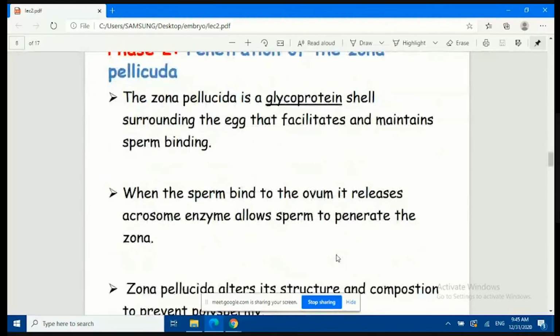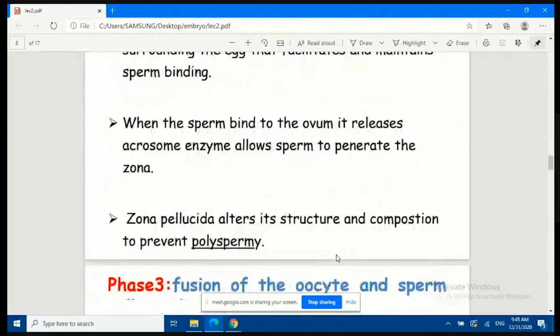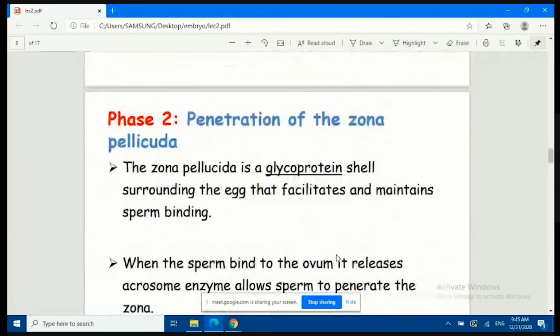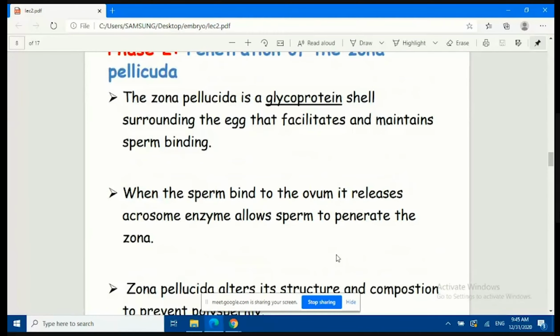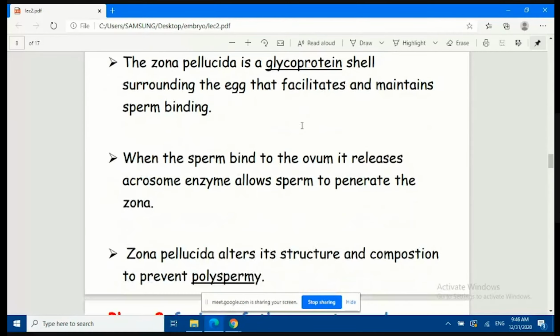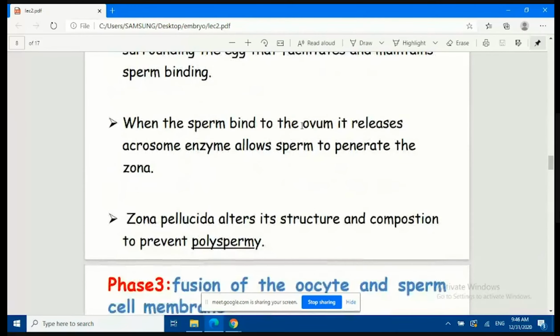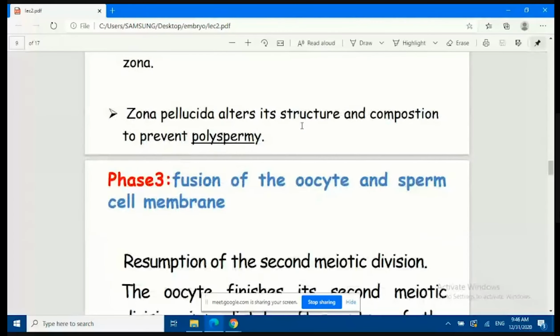Okay, penetration of the zona pellucida كلش مهمة. تمام، 3 نقاط مهمة: شنو هو تعريف الزونا pellucida أو شنو هو structure الزونا pellucida، وما هي function of the zona pellucida. ممكن يجي على شكل فراغات، تعريف، صح خطأ. Zona pellucida alters its structure and composition to prevent polyspermy.